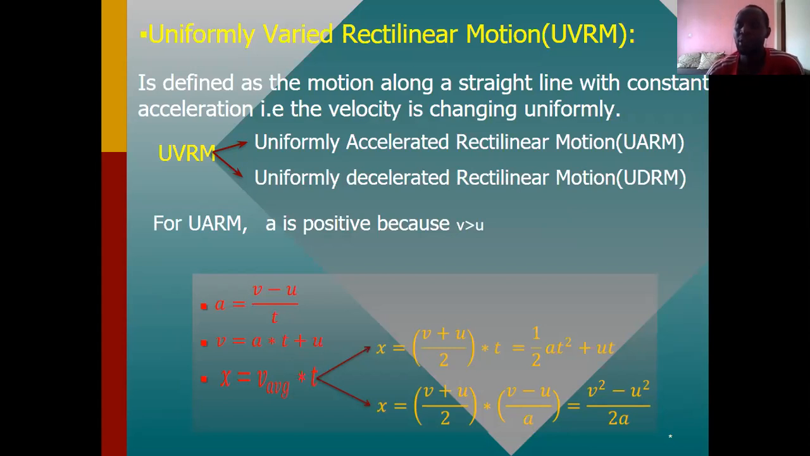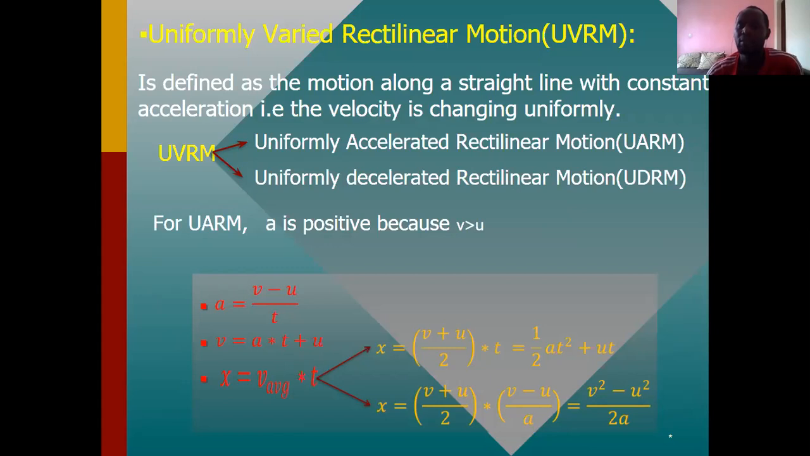For accelerated motion, the acceleration is positive because final velocity is greater than initial velocity, and v minus u will give you a positive value. The value of acceleration is equal to the final velocity minus initial velocity divided by t. From this definition, we can get the formula for the velocity. Instantaneous velocity is equal to the acceleration of the body multiplied by time used plus initial velocity.